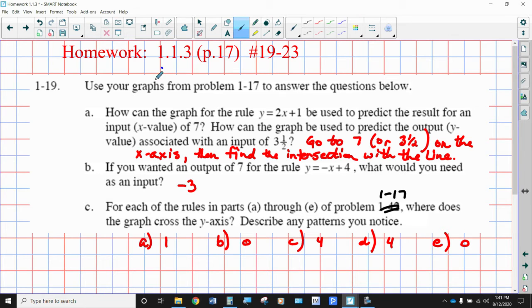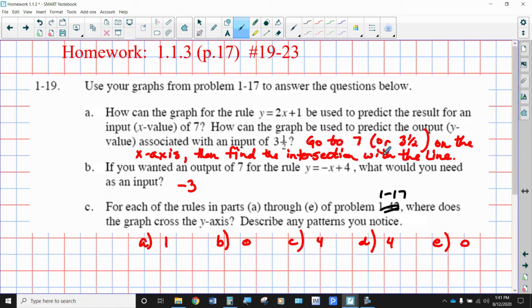It says here, use your graphs from problem number 17. That would have been what we were doing with the algebra walk in 1.1.3's lesson. And answer the following question. It says, how can the graph for the rule y equals 2x plus 1 be used to predict the result for an input value of 7? How can the graph be used to predict an output value for 3.5?